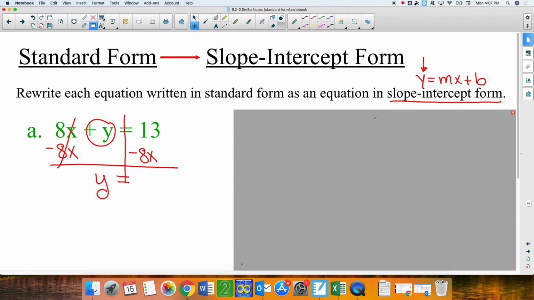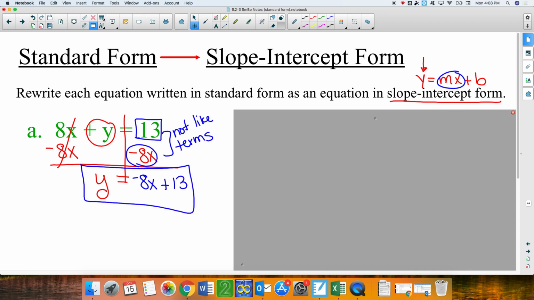And I do not want to make this a 5x. That is not correct because, reminder, these are not like terms. So if they are not like terms, I cannot add and subtract them. So in this form, notice my x term comes first. So I'm going to write my x term first, which is negative 8x. And then I'm going to write my constant, this positive 13, last. And since y is by itself, I am finished. There's my equation in slope-intercept form.